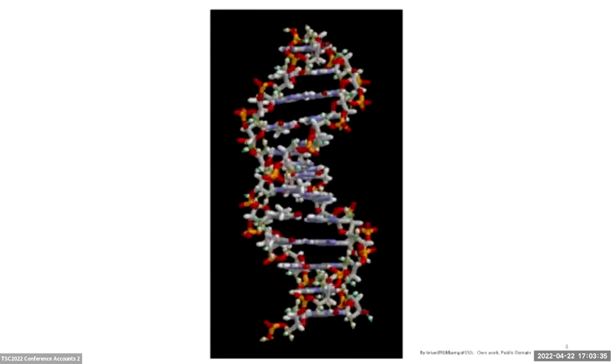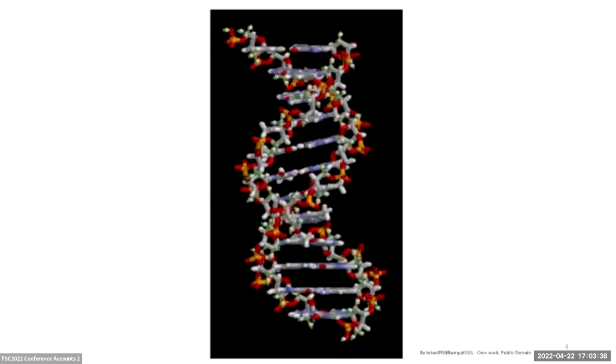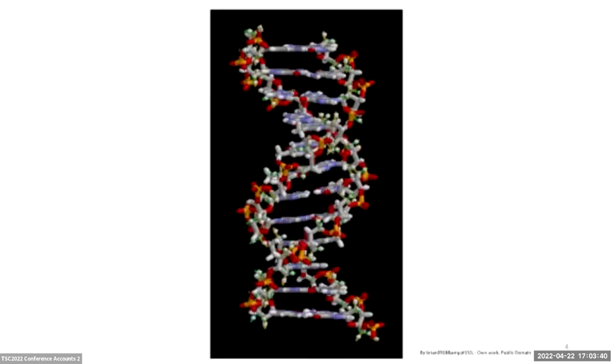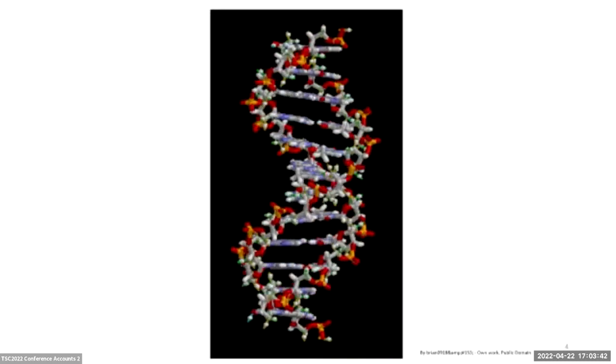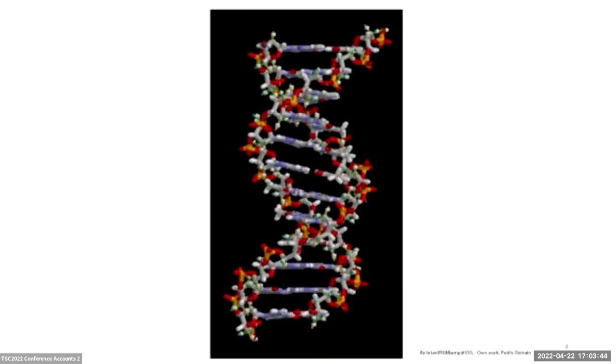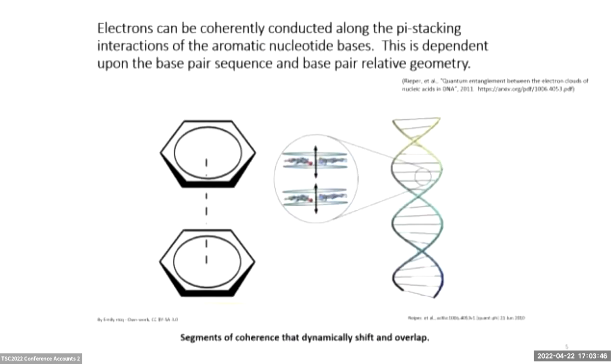Now they're aromatic molecules, so their p electron clouds above and below the molecule will run together and delocalize electrons longitudinally along the DNA molecule. Electrons can thereby be coherently conducted along this pi stacking interaction of these aromatic nucleotide bases. Now, this depends in part on the base pair sequence and in part on the base pair relative geometry. So you can't think of DNA as a great big long quantum wire, because it isn't.